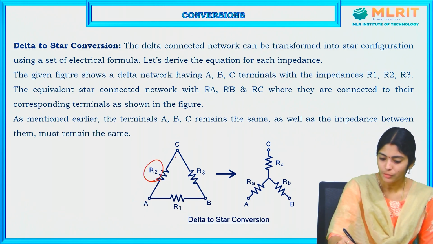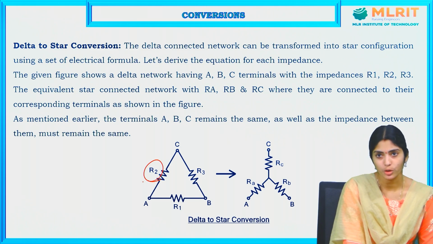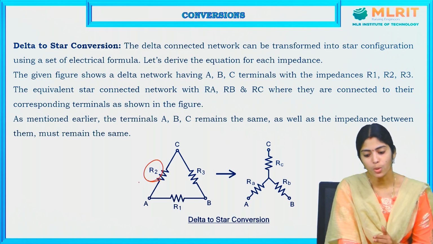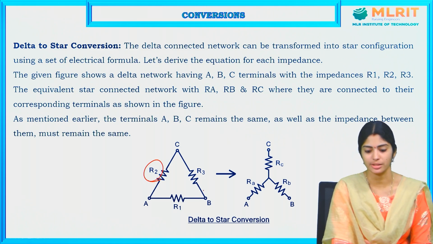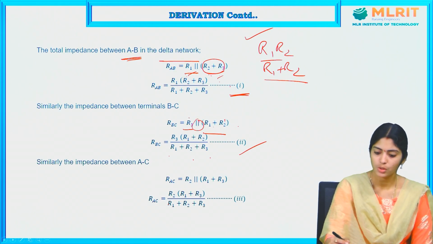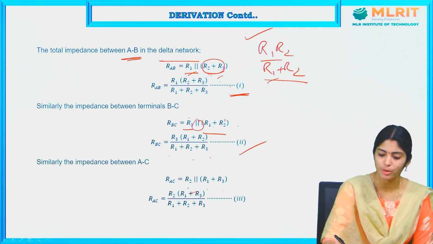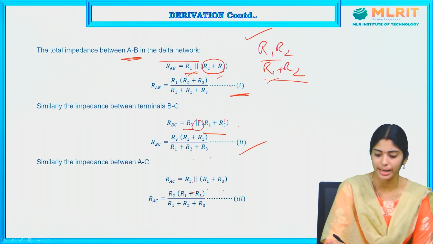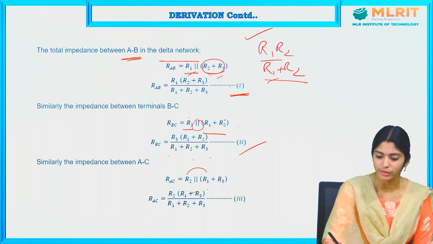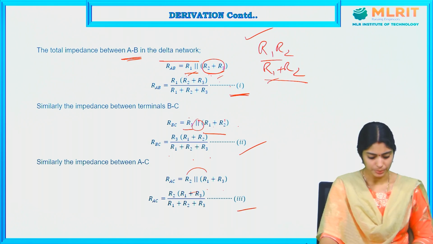Because while we are considering AC, we have to consider with respect to R2. So R2 is parallel to R1 plus R3, the remaining two resistors. Similarly, we will apply the same formula whenever the resistors are connected in parallel, R1 R2 by R1 plus R2. So here it is R2 of R1 plus R3 by R1 plus R2 plus R3. Note down these as equations 1, 2 and 3.